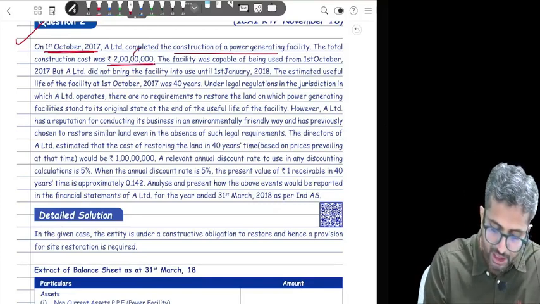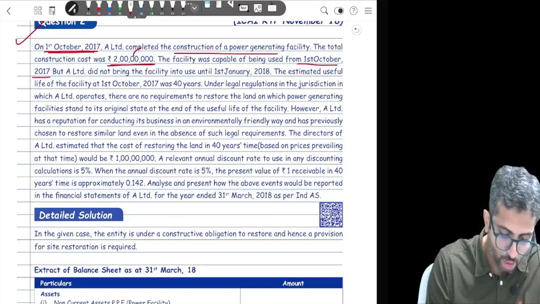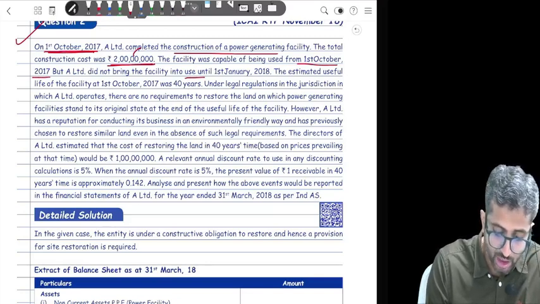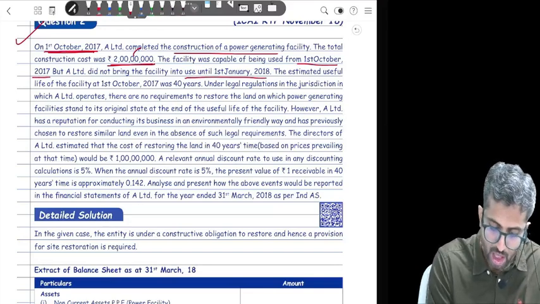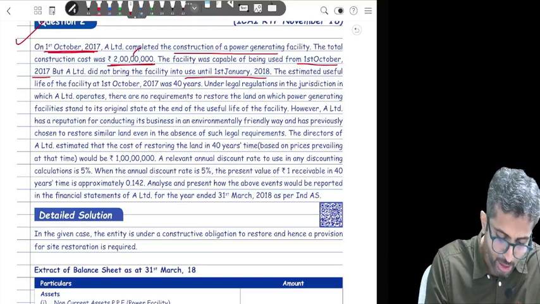Yes. The facility was capable of being used from 1st October 17, but A did not bring the facility to use until 1st January 18. When will depreciation start? 1st October. The estimated useful life of the factory on 1st October was 40 years.